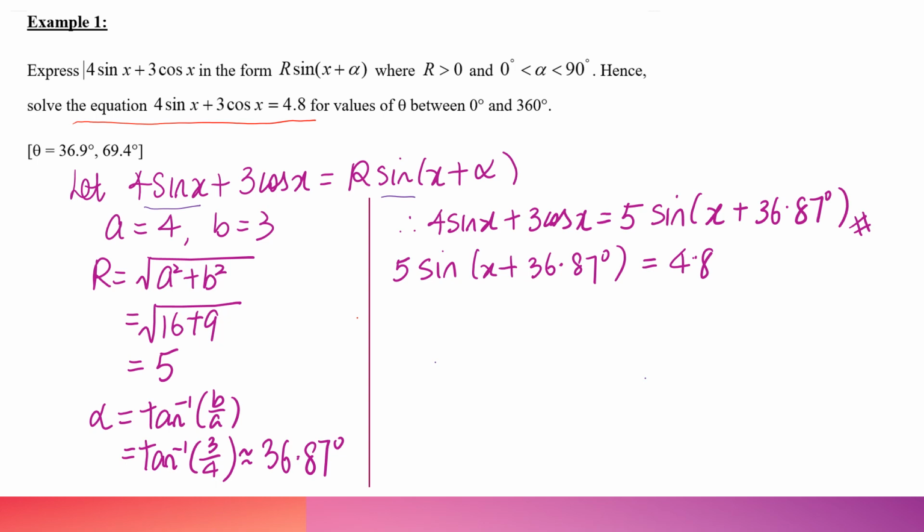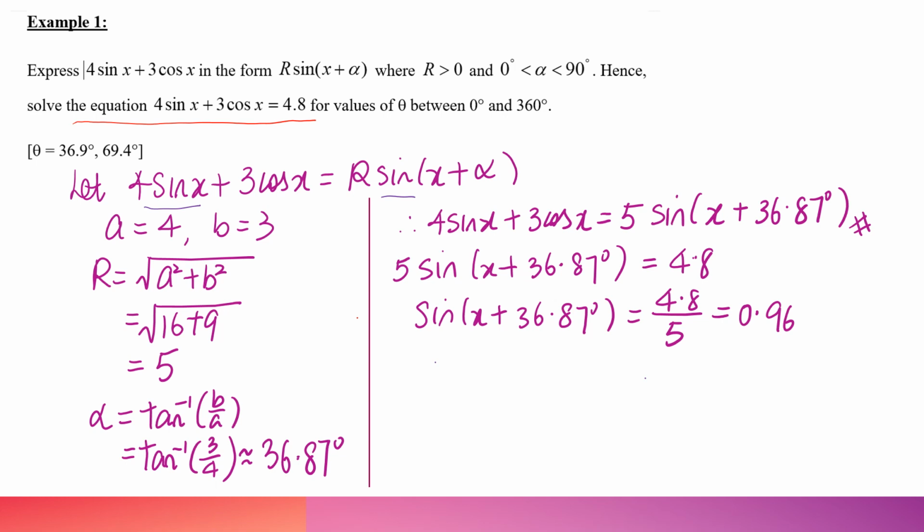So 5 sine bracket x plus 36.87 degrees is equal to 4.8. We're going to make sine the subject on the left-hand side. So 4.8 divided by 5 is 0.96.